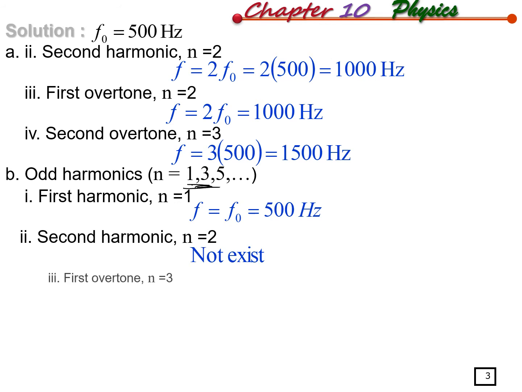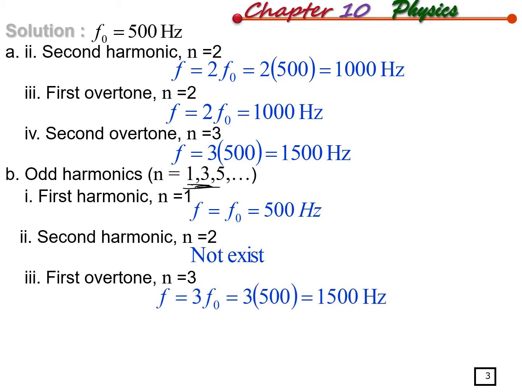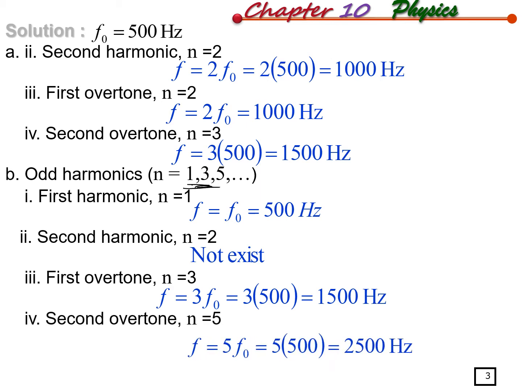So it does not exist. For the first overtone, n will be equivalent to 3, therefore we will end up with 1500. And for the second overtone, n will be equivalent to 5, which will be equivalent to 2500.